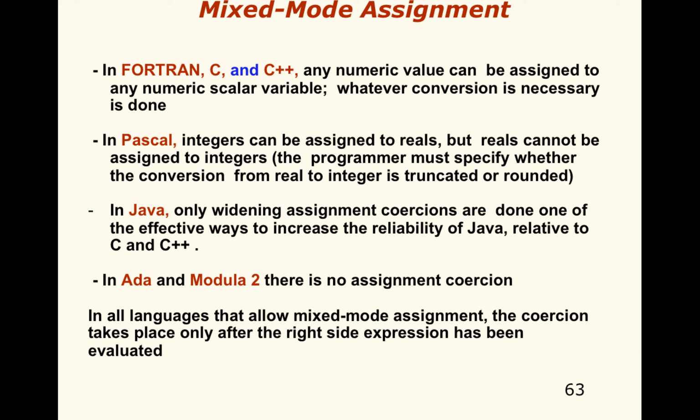In Ada and Modula-2, there's no assignment coercion. You have to put an exact number in there. Some people say that's why Ada is known to be a more reliable language, because Ada doesn't do any implicit conversions. You actually have to put a real number in there that works. You can't just put any number you want and have it coerced in there. It won't do it. In all languages that allow mixed mode assignments, the coercion takes place only after the right side expression has been evaluated. Yes, you need to evaluate the number first, and then you can do the coercion second, in a right to left kind of assignment.